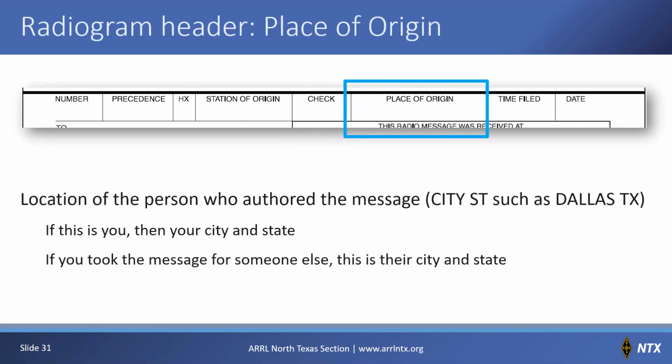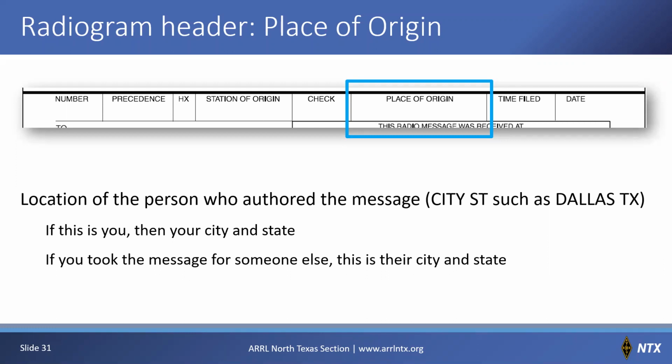The place of origin. All right, here comes a curveball. Remember how I mentioned that the message could be from anybody. They could be a ham or a non-ham. The place of origin is the location of the person who authored the message. So if I'm here in Dallas and I'm on the phone with someone in Fort Worth and I'm delivering a message to them and they want to send a reply back, and I'm filling out the radiogram, the station of origin is me, Kilo 8 Alpha Mike Hotel, regardless of whether that other station is a ham. I'm the one filling it in for the first time.